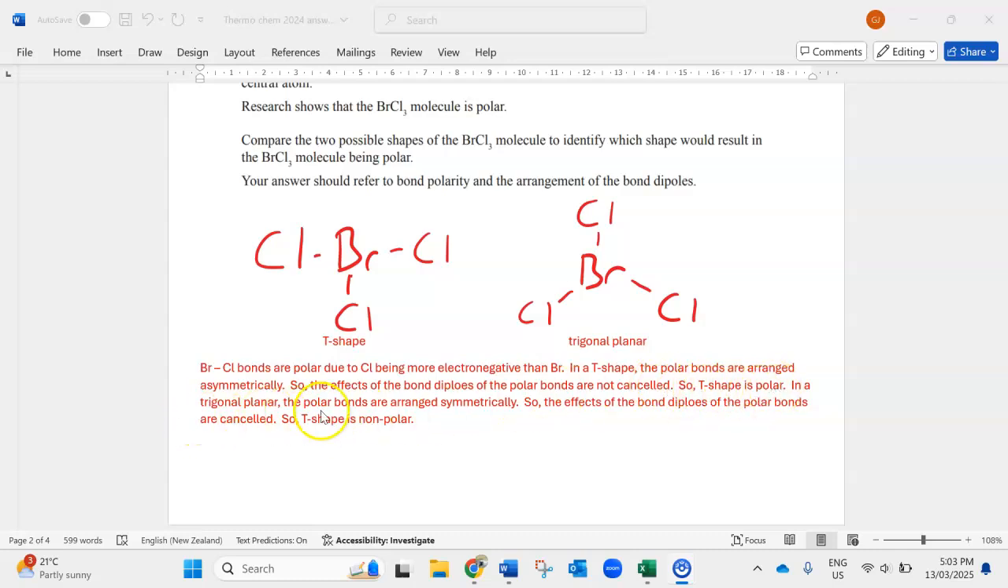In a trigonal planar shape, the polar bonds are arranged symmetrically. They're obviously still the same bromine-chlorine bonds, but now they're arranged symmetrically. So the effects of the bond dipoles of the polar bonds are cancelled, so the trigonal planar shape is non-polar.